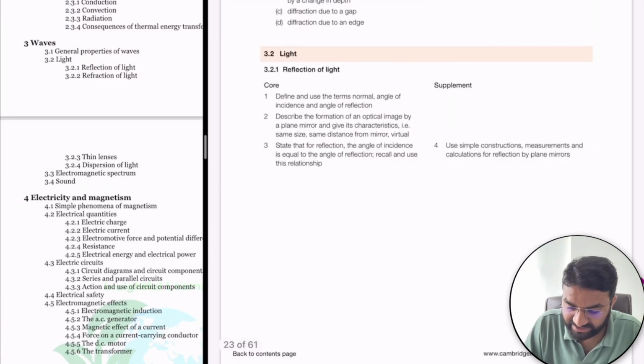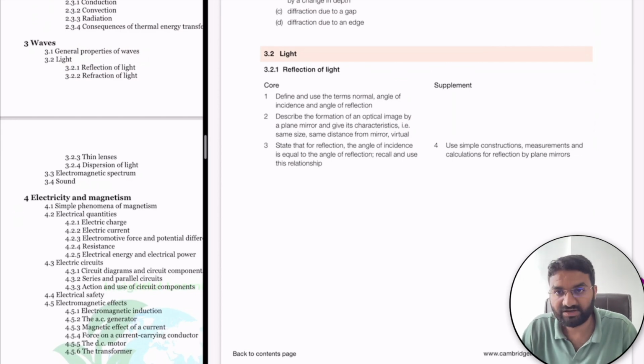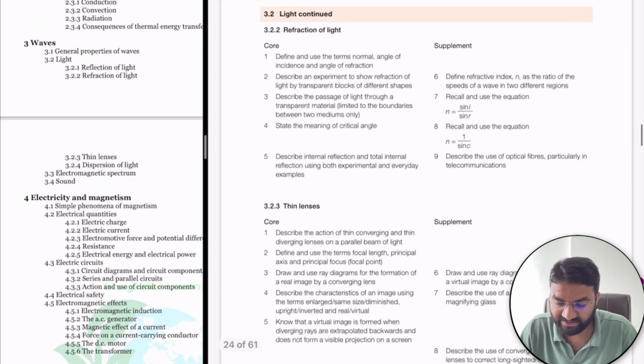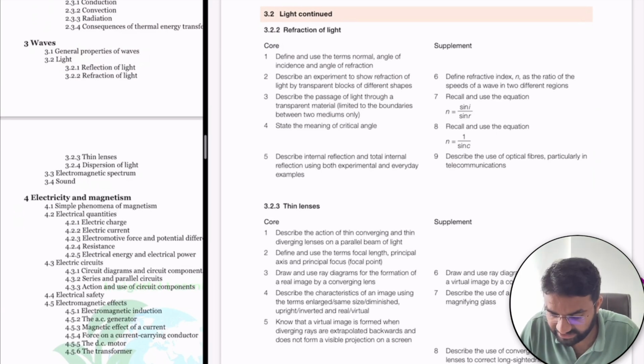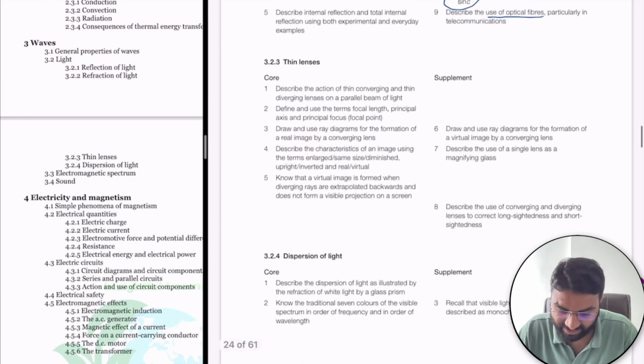In light, you have to understand the angle of incidence and angle of reflection, then the mirror image formed in a plane mirror, its properties, construction, and measurement of angles. Here there is even a basic experimental part in the reflection of light. Now for extended students, you have to understand the refractive index: n equals sine i upon sine r, and n equals 1 upon sine c, where c is the critical angle. Then extended students have to understand the uses of optical fiber. Then next you have lenses.